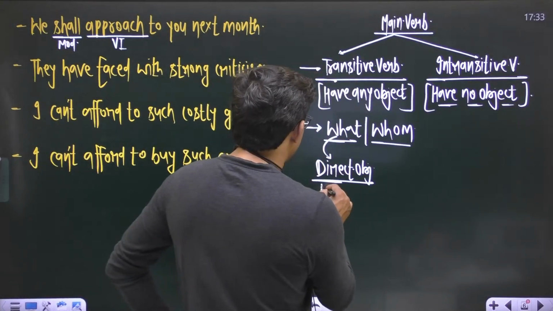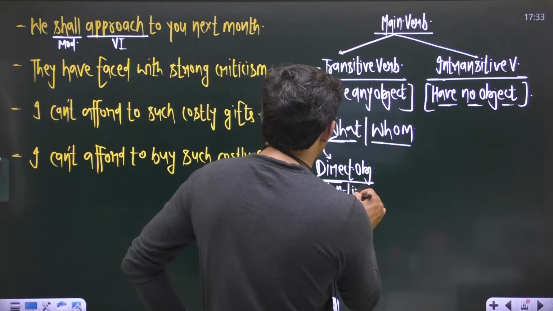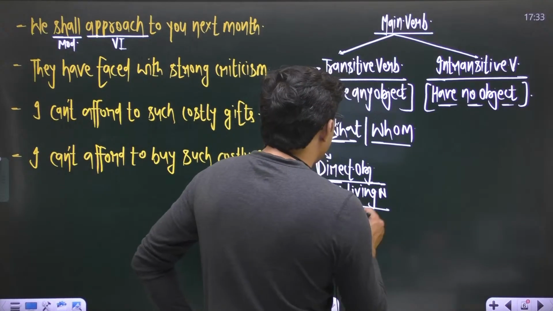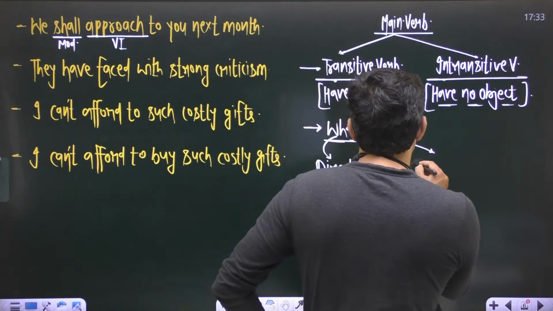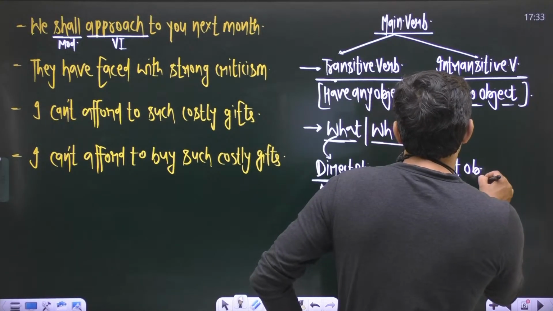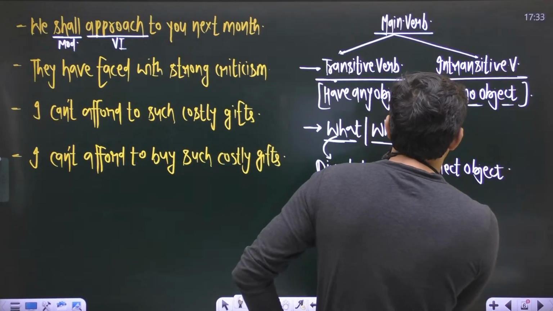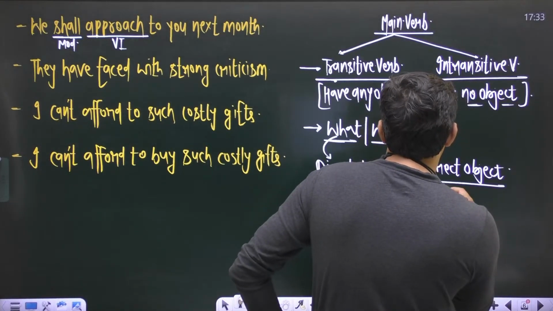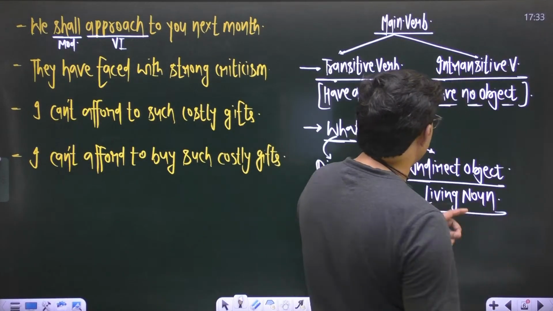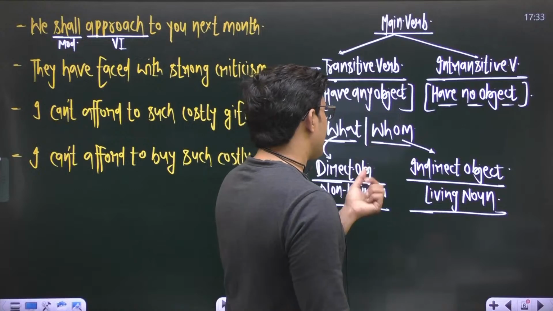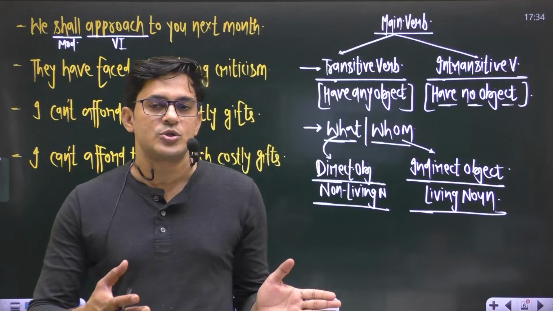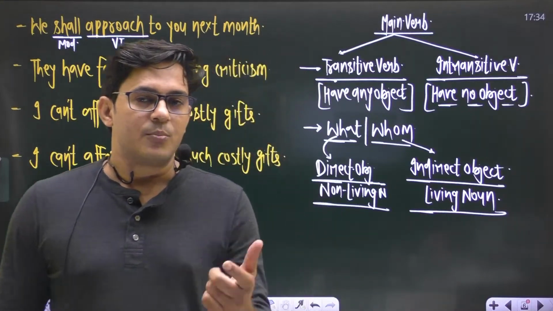Direct object means which denotes non-living nouns. Non-living nouns are always direct objects, right? And the reply of whom is always an indirect object. Indirect objects denote living nouns. Living nouns or pronouns are always indirect objects, and an indirect object is always the reply of whom, right? And the reply of what is always a direct object, which denotes non-living nouns or pronouns, right?